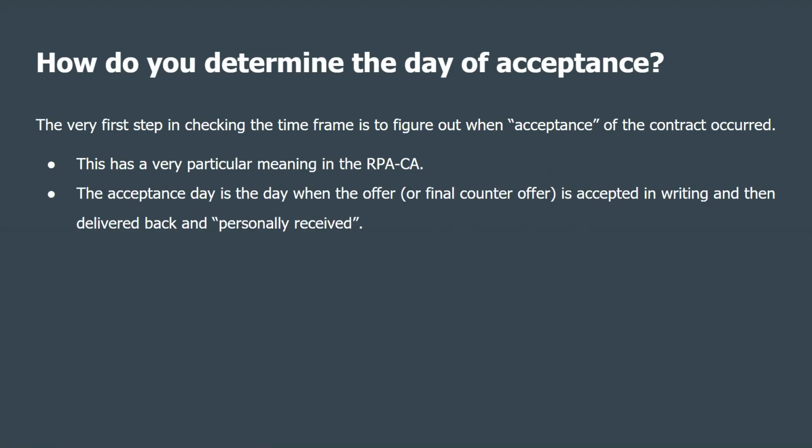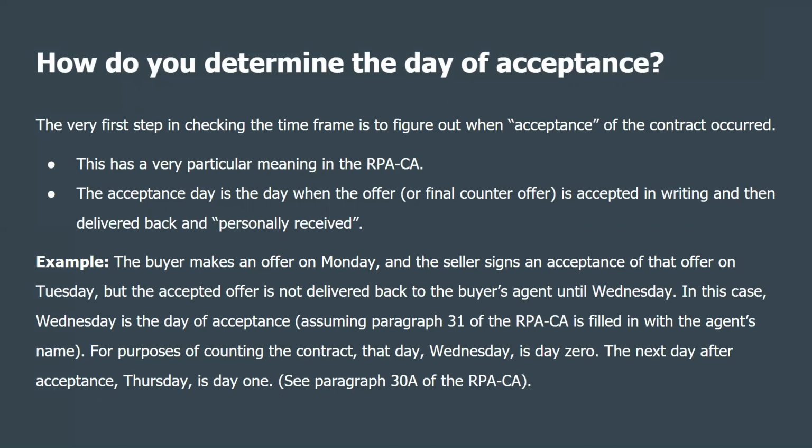The acceptance day is the day when the offer or the final counteroffer is accepted in writing and then delivered back and personally received. So for example, the buyer makes an offer on a Monday and the seller signs an acceptance of that offer on Tuesday, but the accepted offer is not delivered back to the buyer's agent until Wednesday. In this case, Wednesday is the day of acceptance, assuming paragraph 31 of the RPA is filled in with the agent's name. For purposes of counting the contract, that day, Wednesday, is day 0. The next day after acceptance, Thursday, is day 1.